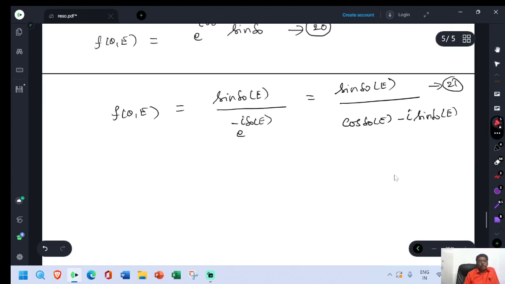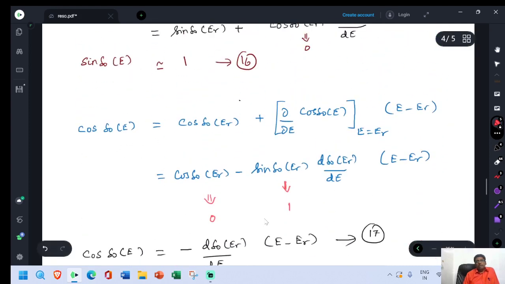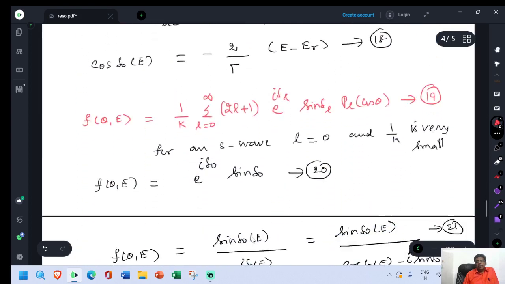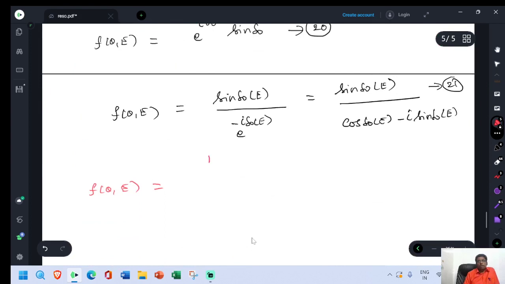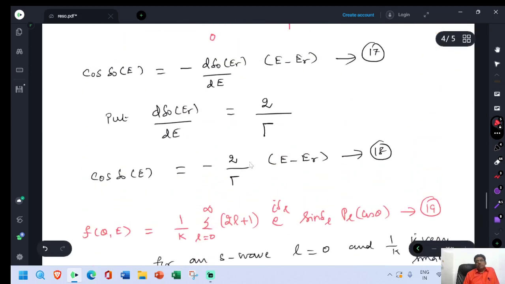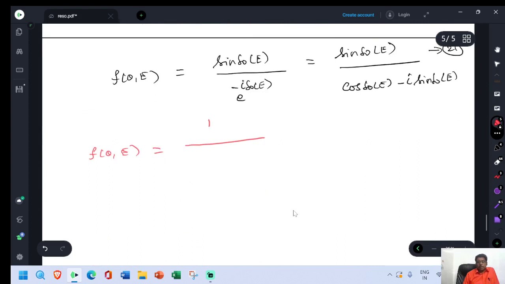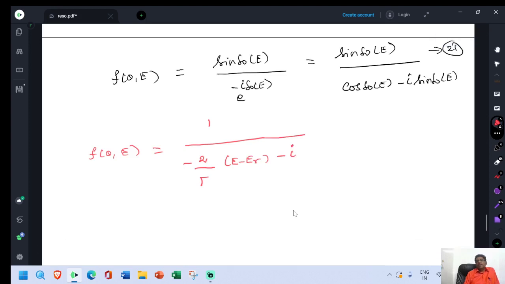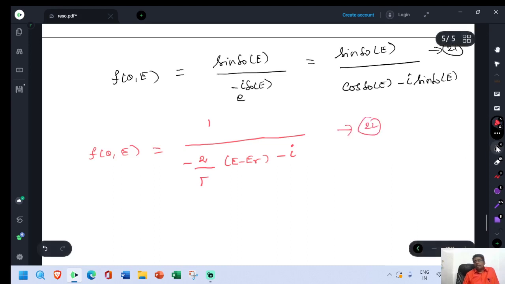Now, f of theta comma E, which is equal to sine del 0 of E equal to 1. Already we have proved this. Sine del 0 of E equal to 1, this is 1 divided by cos del 0 of E equal to minus 2 divided by level width into E minus ER, minus I into sine del 0 of E is 1. So this is the value of f of theta comma E.